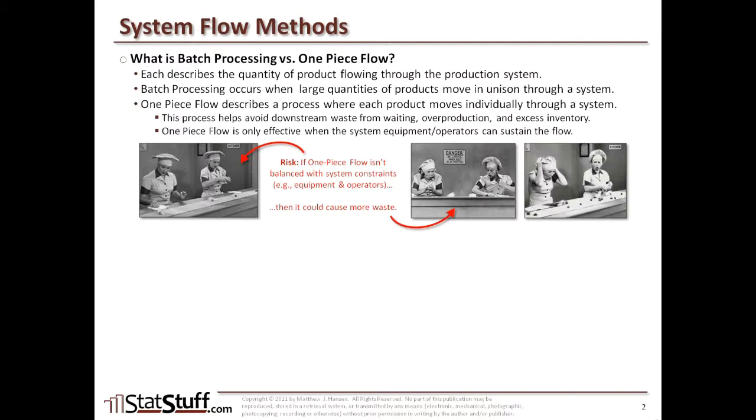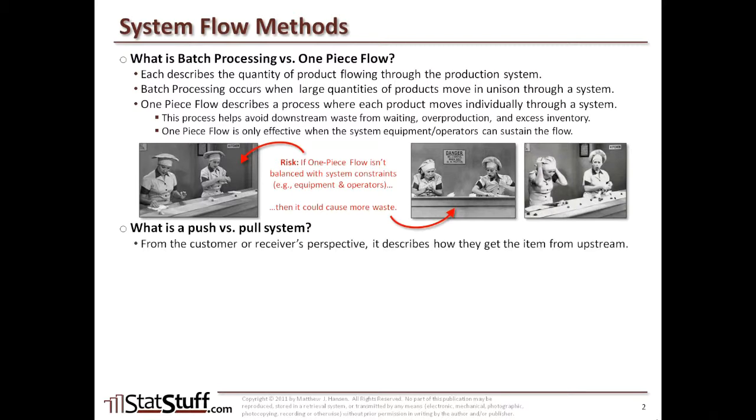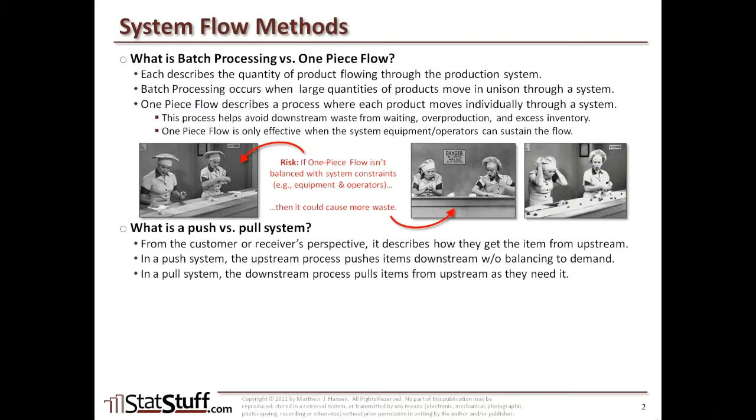Now that's one particular system method, and let's look at another, which is the push versus pull system method. From the customer or receiver's perspective, it's describing how you get that item from upstream. In the push system, the upstream process is pushing the items downstream to you, regardless of whether you're demanding that particular push down to you. Whereas in the pull system, it's the downstream flow, if that's where you are, where you're pulling those items from upstream as you need it.